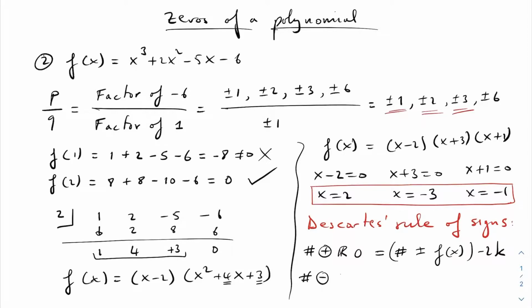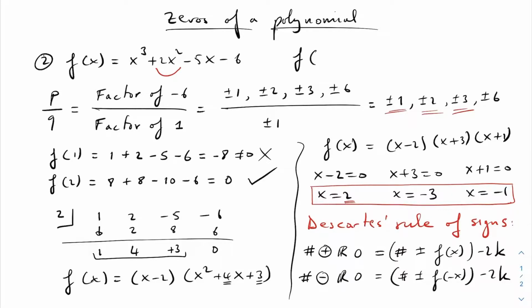And the number of negative real zeros is going to be equal to the number of sign changes in f of negative x, or that number minus a multiple of 2. And so what does that mean for this particular problem we just finished? If you look at f of x here, you can see that f of x only has one sign change. What that means is that f of x only has one positive real zero. And so since in our work here we figured out already that 2 was a zero, we could have just gone ahead and canceled 3 and 6 because we know that we only have one positive real zero.